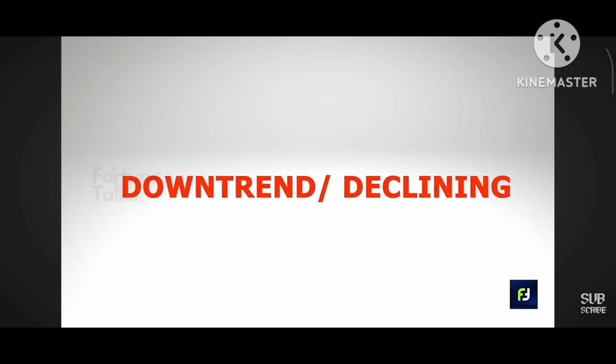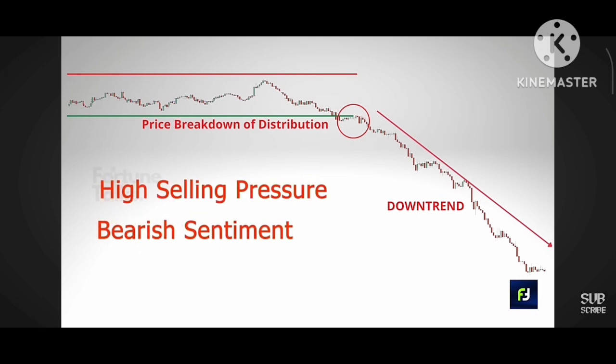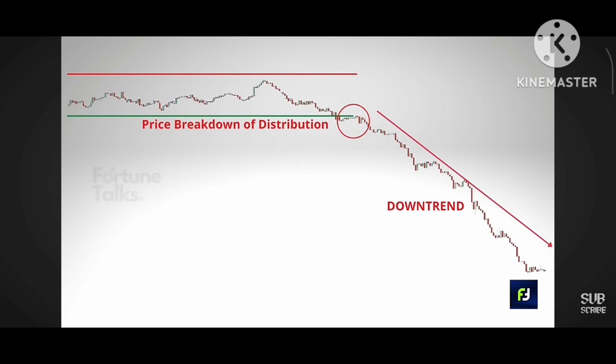The last and the final phase is the downtrend or the declining phase. The declining phase happens when the price breaks down of the distribution phase. During this phase, the selling pressure is high and the market outlook is bearish. Most traders try to cut their losses, and those who don't, well, they remain as long-term investors in the hope that the price will come back up.